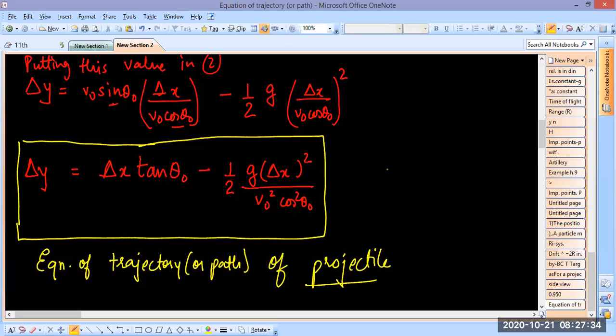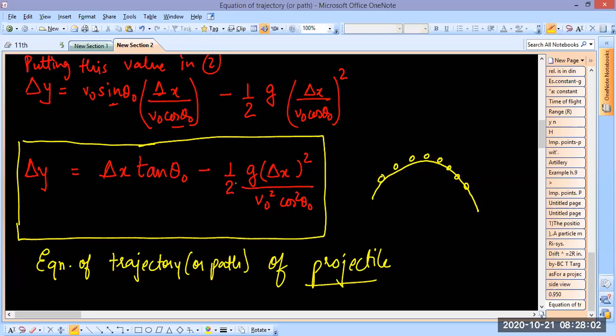Okay, so projectile means the thing that you are throwing. So it will go like this, here, like this. So this shape that it made, what is the mathematical equation of that shape? So this equation, that's what we have derived. Okay, right? So this is how you find the equation of trajectory of a projectile, right? Clear?